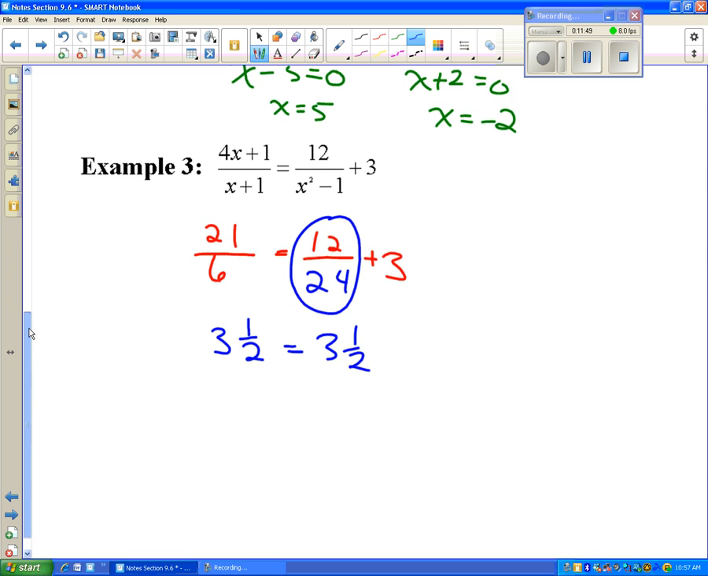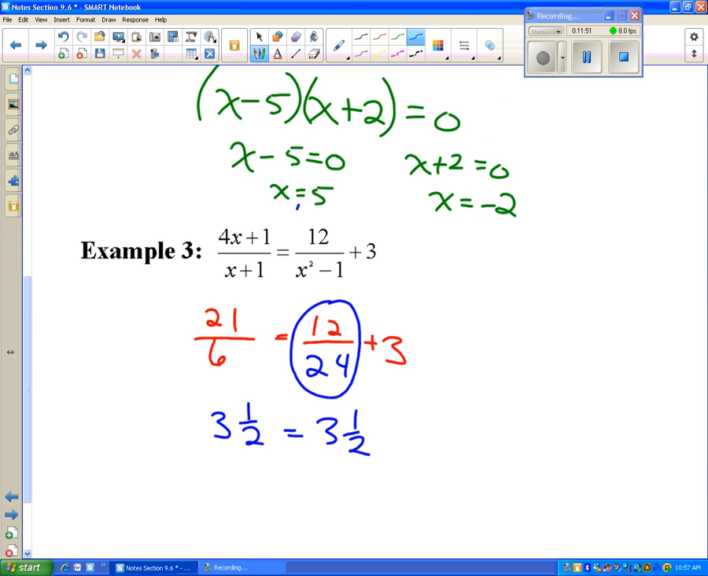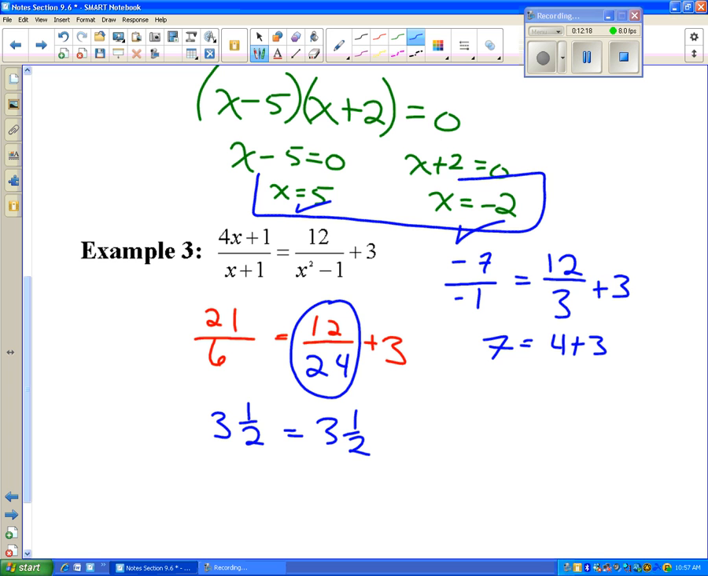So the 5 works. If I try the negative 2, 4 times negative 2 is negative 8 plus 1 is negative 7. Negative 2 plus 1 is negative 1. Over here I have 12 over negative 2 squared is 4 minus 1 is 3, plus 3. So this is 4 plus 3 is equal to 7. The negative 2 also checks out. Both of these are good answers. All right, let's keep going.